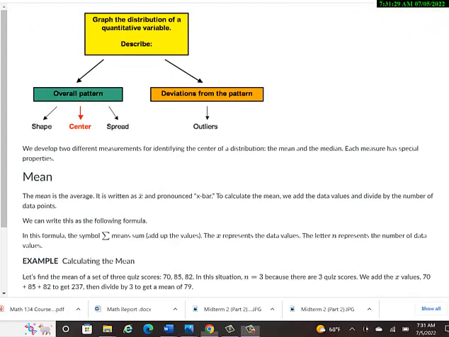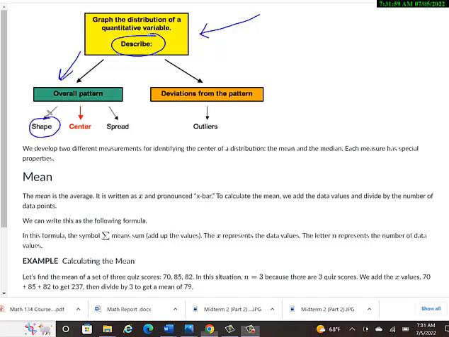So here we have a nice little graphic of the order that we would do things if we were doing a statistical study and we wanted to graph things and make them clear for the reader. The first thing would be in this yellow rectangle here. It says, graph the distribution of a quantitative variable. So you would get all your data, compile it into a list and make either a dot plot or a histogram or something. And then from there, you want to describe a few things. First, the overall pattern. So what is the shape?